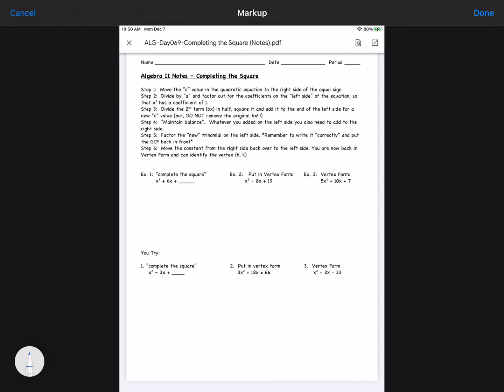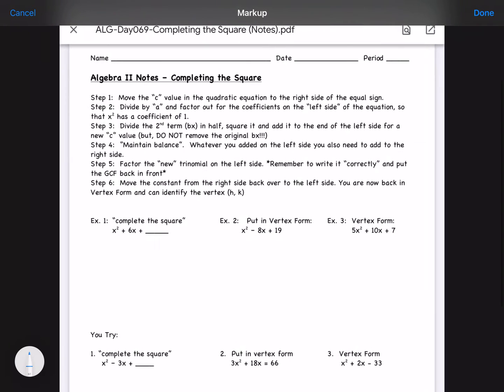Okay, so we are doing completing the square in today's notes. This is a little bit more difficult concept, but you can see I have the steps and we're going to do a number that we can try. So we always want to be in standard form, so ax squared plus bx plus c. We move the c value in the quadratic equation to the right side of the equal sign.